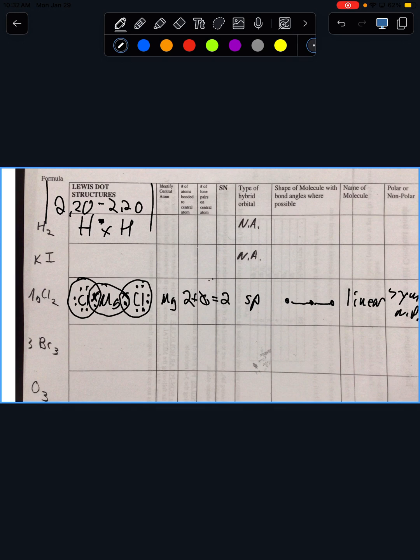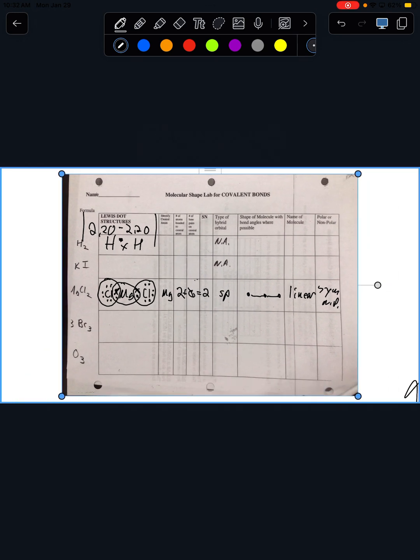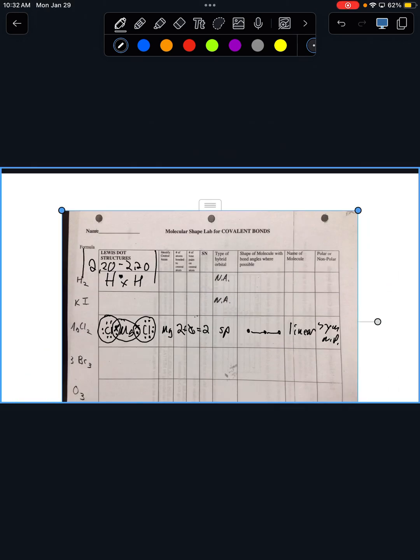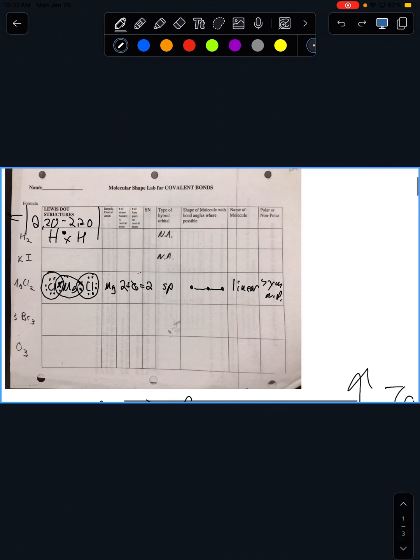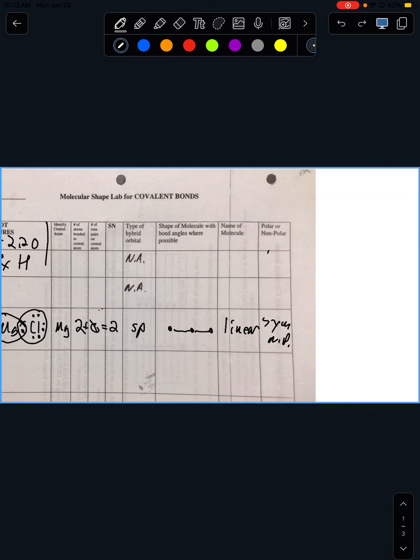Now the next question, Jackson, are we equally sharing or unequal sharing? It's 0, so that would put us in the nonpolar, equal sharing. So right away, I know that my molecule is nonpolar.